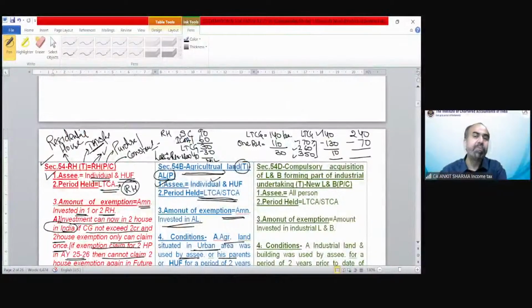Now 54D. Again, it says compulsory acquisition. Now this talks about compulsory acquisition. Again, do not confuse it with section 10(37). Because 10(37) exemption is for compulsory acquisition of agricultural land. And this is a compulsory acquisition of land and building forming part of an industrial undertaking. That means factory we are talking about. Industrial undertaking means factory, manufacturing unit.